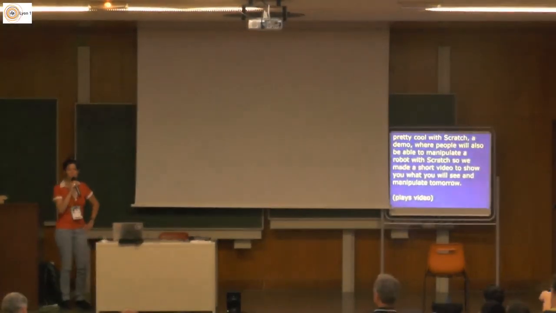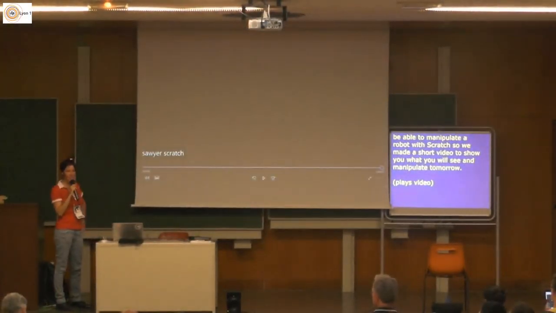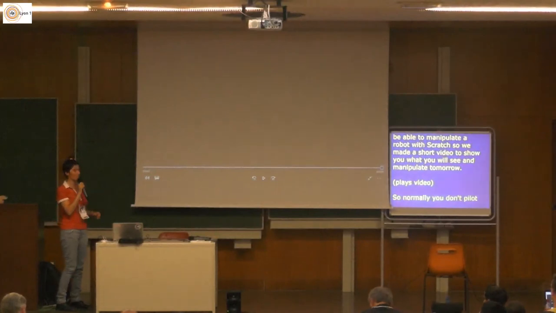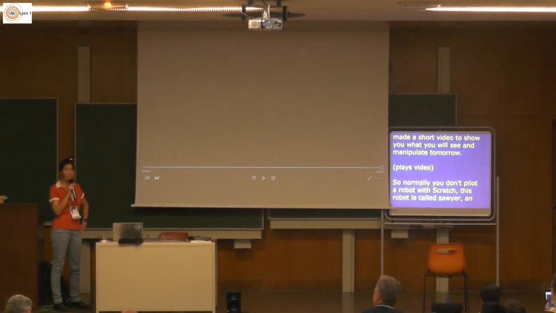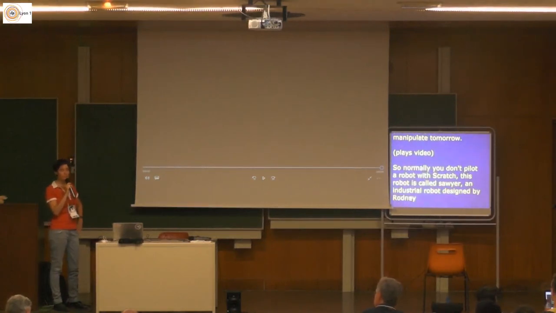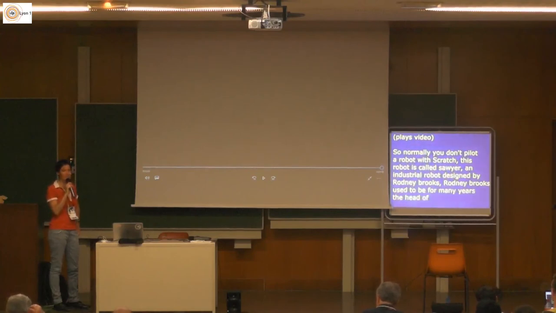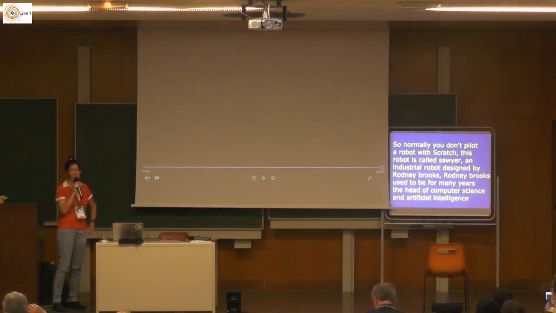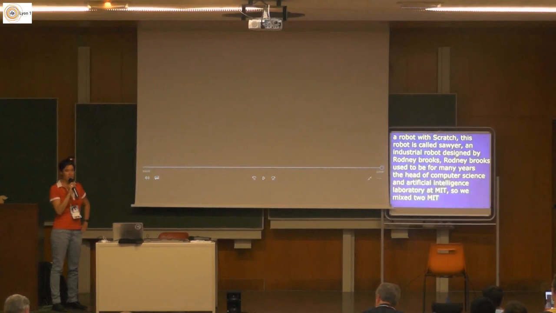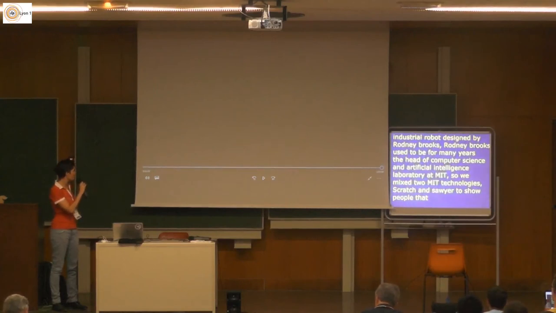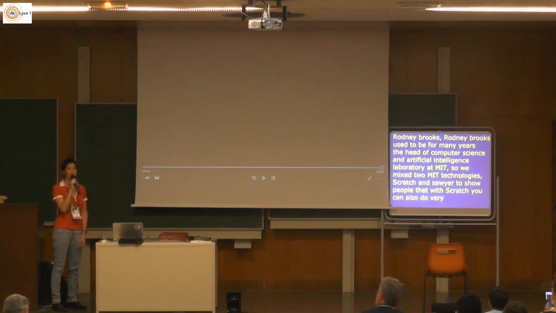So normally you don't pilot the robot with Scratch. This robot is called Sawyer, and it's an industrial robot that was designed by Rodney Brooks. Rodney Brooks used to be for many years the head of the Computer Science and Artificial Intelligence Laboratory at MIT. So we mixed two MIT technologies, Scratch and Sawyer, to show people that with Scratch you can also do very advanced things such as pilot these big fancy robots.